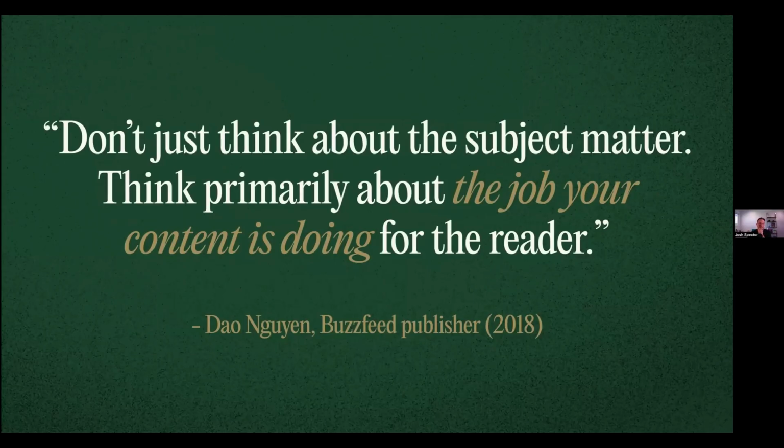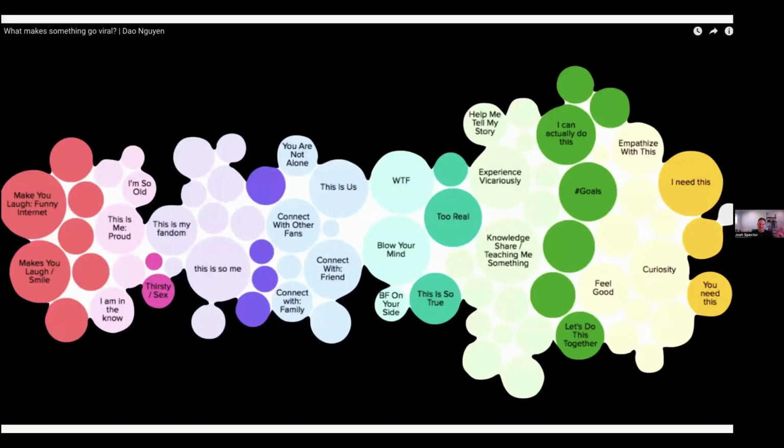So there's a really interesting video, and I'm going to show the link on the next page. Tao Yen, I think is how you pronounce it, gave a TED talk in 2018, kind of at peak BuzzFeed era, and she was the publisher. She's talking about how to go viral, but she really talks about how they think about content and what they've learned. She said, don't just think about the subject matter, think primarily about the job your content is doing for the reader. I'll give you a link to the video and you can go watch it. She's going to explain it much better than me. But they called it, I think, cultural cartography.